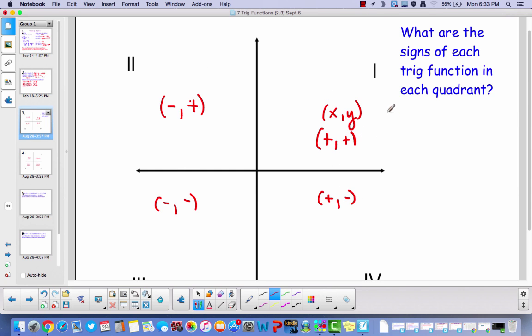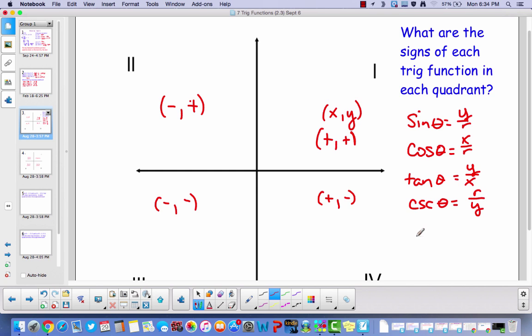Now, think about these things. Remember that sine, if we're talking in terms of the circle, is y over r. Cosine is x over r. Tangent is y over x. Cosecant is the reciprocal of sine, so it is r over y. Secant is the reciprocal of cosine, so it is r over x. And cotangent is the reciprocal of tangent, so it is x over y.